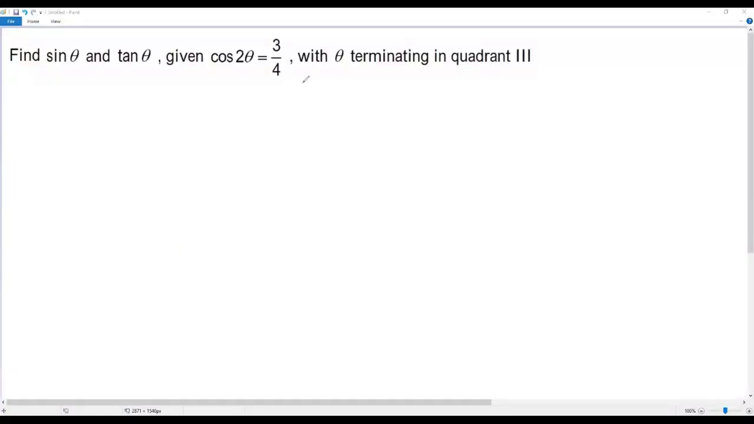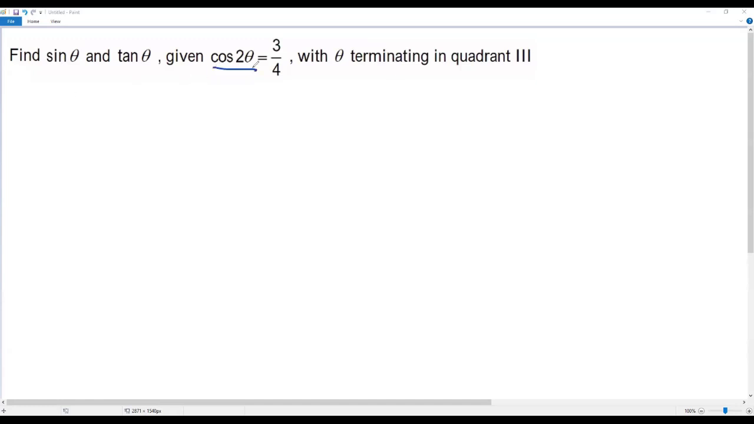Here we have a pre-calculus question on trigonometry. Okay, let's go to the question. Find sine theta and tangent theta given cosine 2 theta is equal to 3 over 4 with theta terminating in quadrant 3. So using the value of cosine 2 theta, that is 3 over 4, we have to find the value of sine theta and tangent theta.